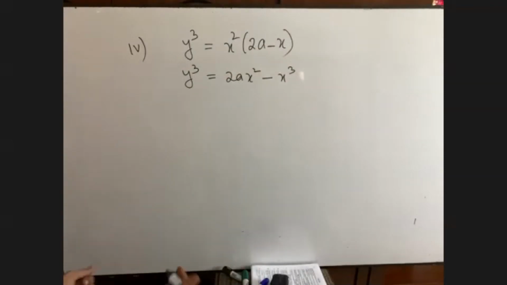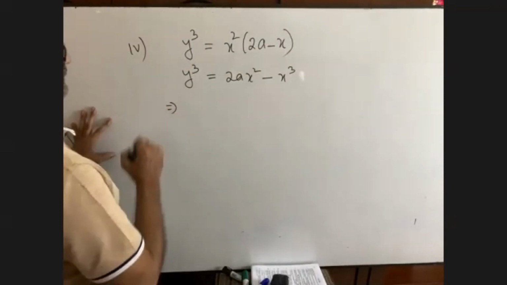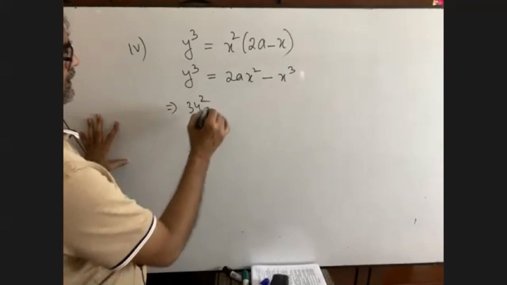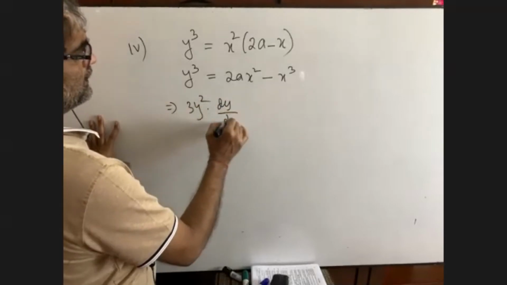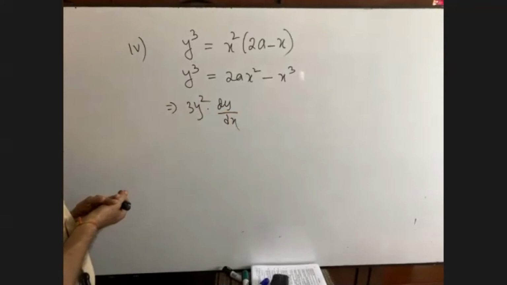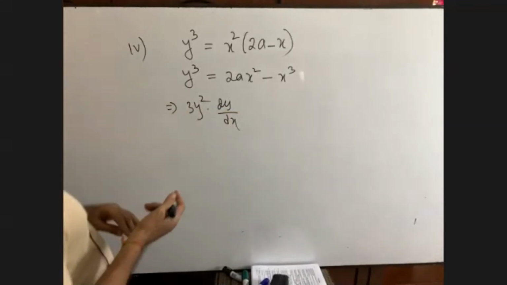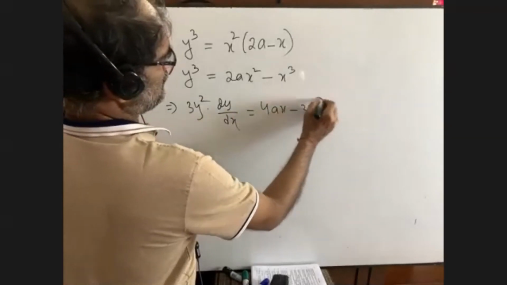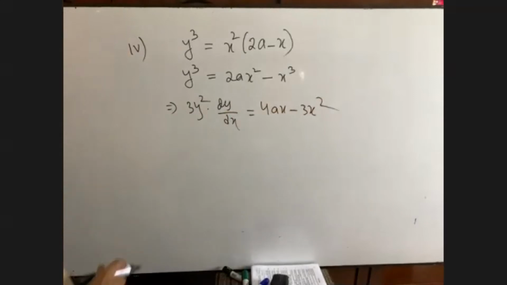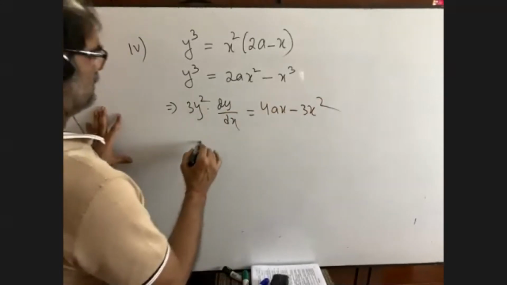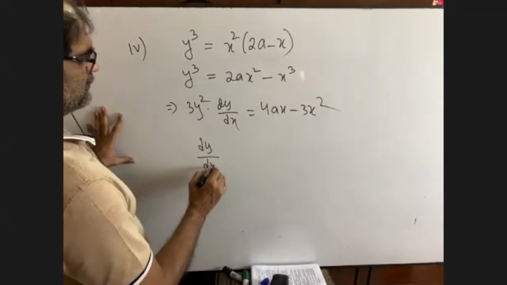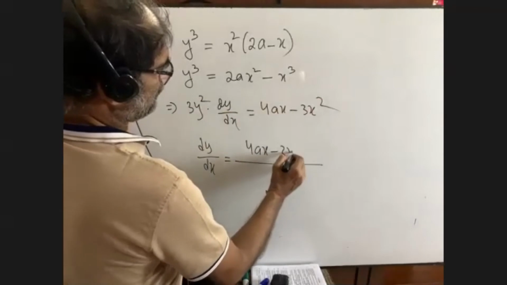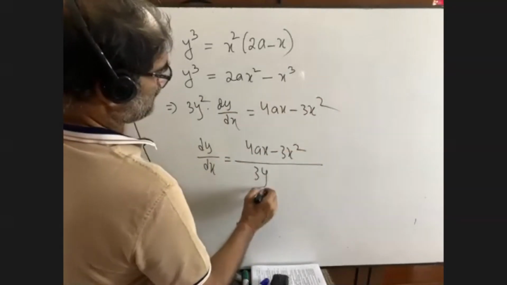dy by dx, you find it. What will be? 3 y square dy by dx, am I right, is equal to 4ax minus 3x square, or dy by dx equals 4ax minus 3x square by 3y square.